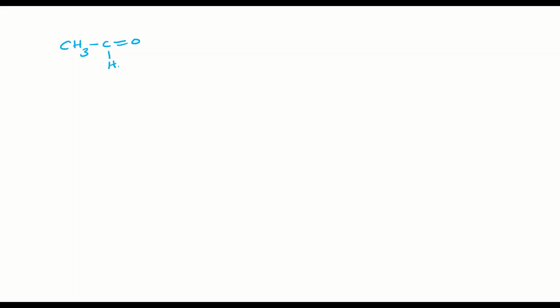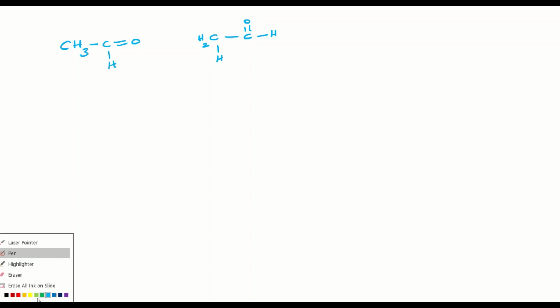In one molecule, you have to take C double bond O. In another molecule, you have to take two hydrogens. In another molecule, you have to take C. These two are the same only, right? This is acetaldehyde. This is also acetaldehyde. That's what we discussed just now in the mechanism.